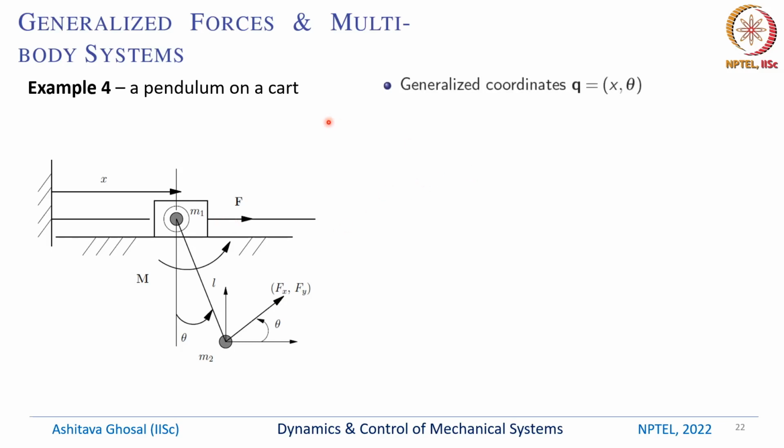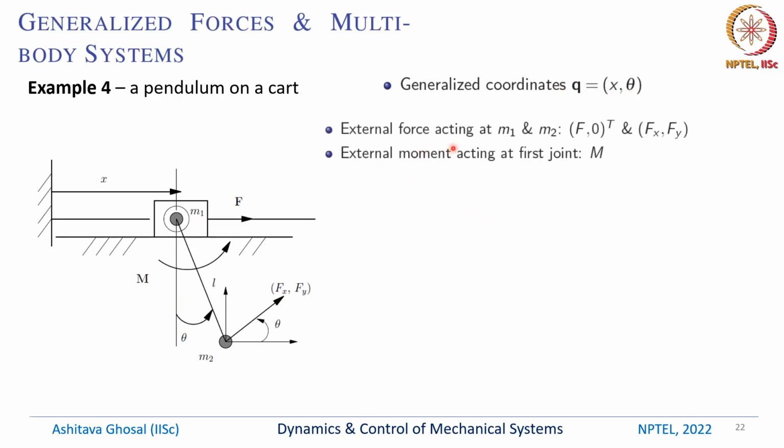So the generalized coordinates in this problem are x and theta. We have the location of this sliding mass by x, and then we have the location of this bob by theta. So the purpose of this example is to show that we can have generalized coordinates, one which is a linear measure like x, and theta which is an angular variable. The external forces acting at m1 and m2 are f, 0 and fx, fy. The external force acting at the first joint is this moment m.